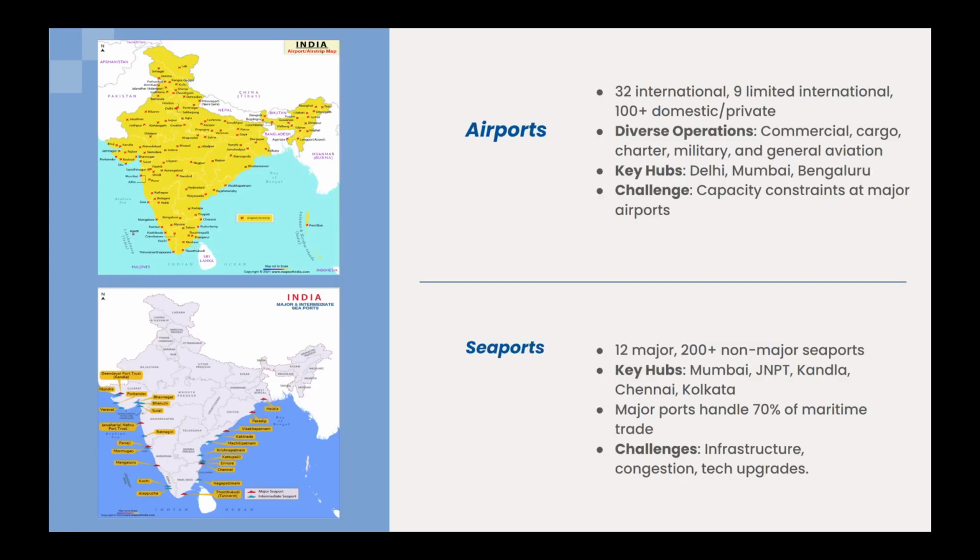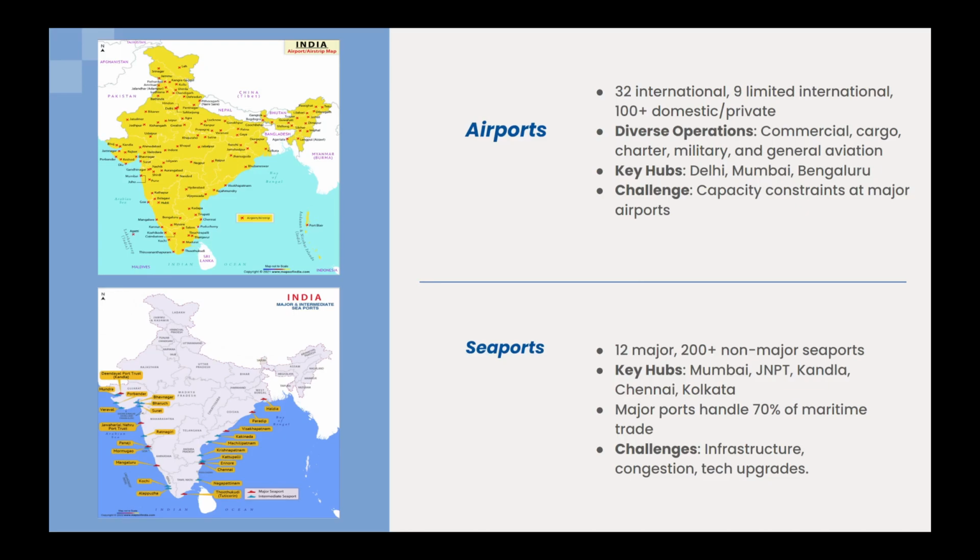Looking at the airways and seaports, the aviation sector includes 33 international and over 100 domestic airports, with major hubs in Delhi, Mumbai, and Bangalore, facing capacity challenges. Additionally, India has 12 major and over 200 non-major seaports, with key hubs handling 70% of maritime trade.